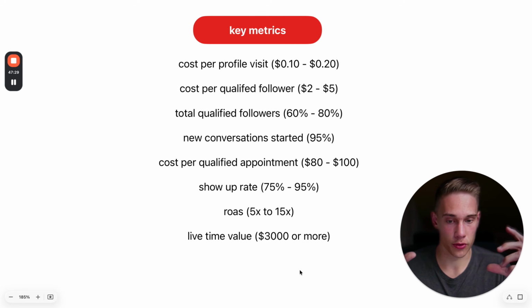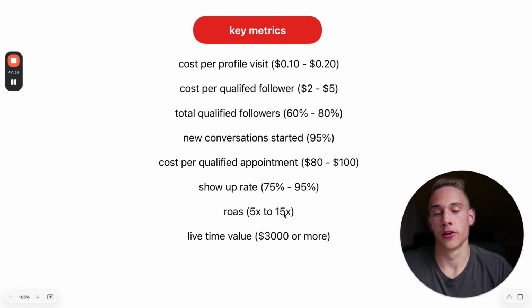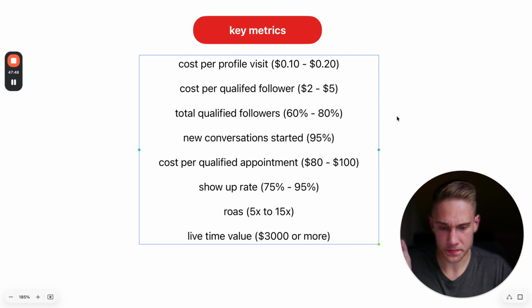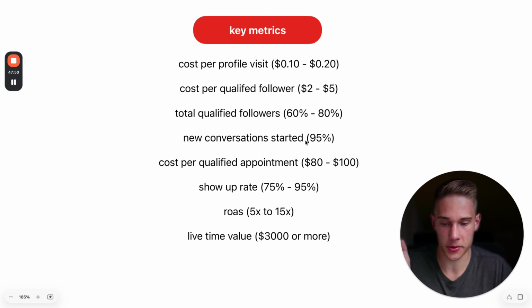So as you're split testing all of these different campaigns, it's important to know what the key metrics are that you should be looking for to know if an ad is a winner or you should turn it off. Your cost per profile visit should be between 10 to 20 cents, cost per qualified follower between $2 to $5. Total qualified followers you should get from these ads should be between 60 to 80%. Obviously with Oli it was very, very high, 80%. New conversation start at 95%.